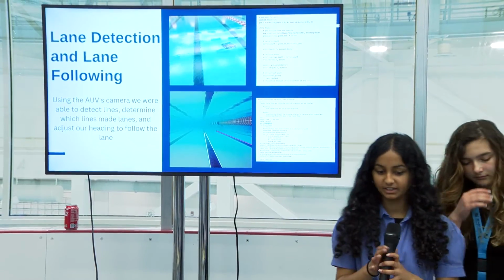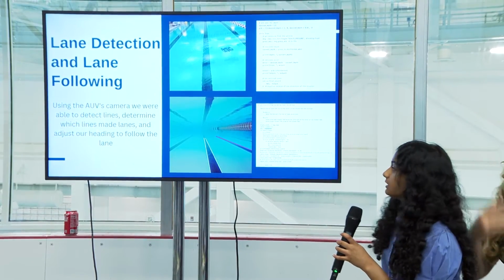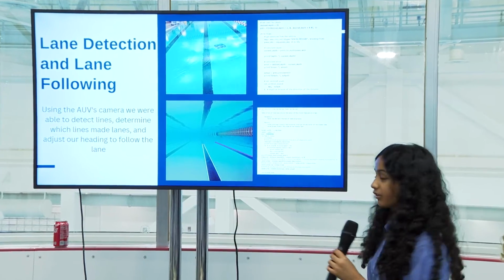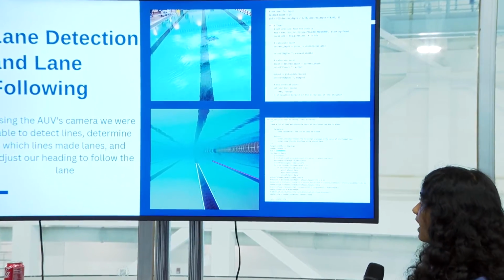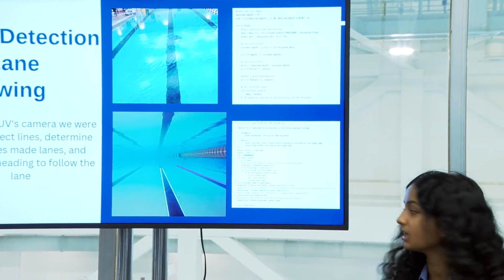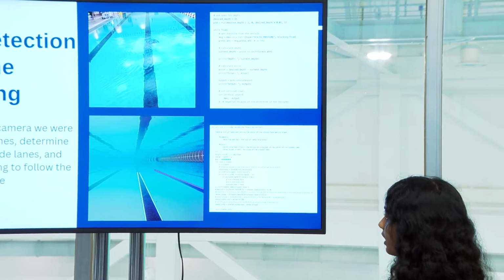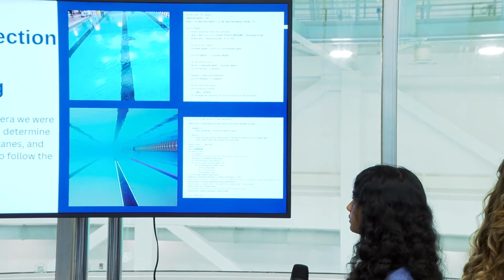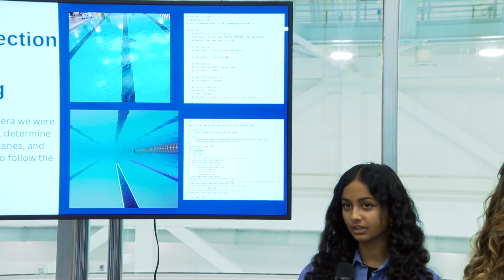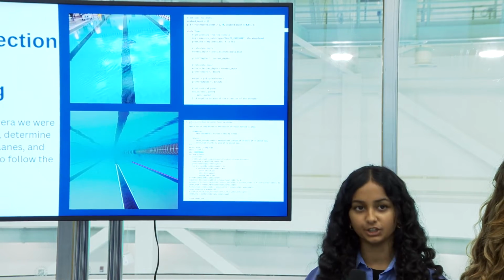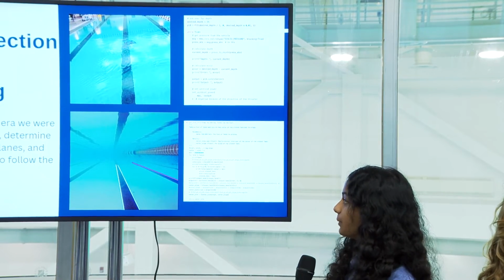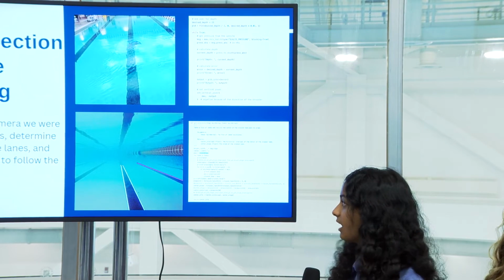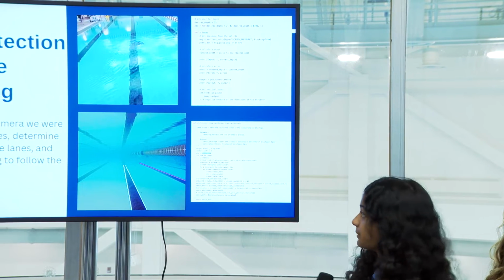So next we did lane detection and lane following. So for lane detection, first we detected all the lines. We did this by applying a certain set of filters. So we would apply Gaussian blur, turn it to black and white or grayscale. This way we can see all the lines. And in this, we had some issues with our threshold values. So basically, sometimes it would be detecting way too many lines. Sometimes it would detect not enough lines.